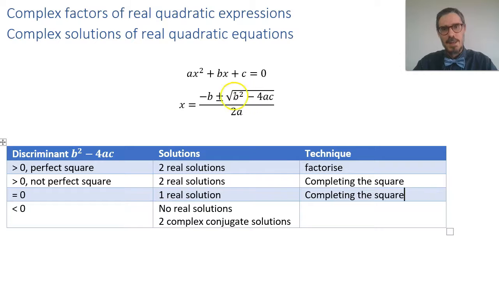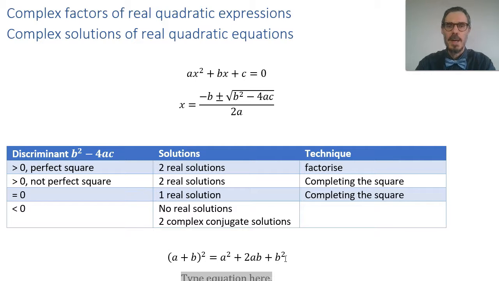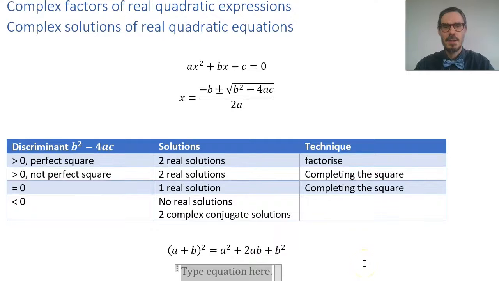Because this part is 0, so you're just going to end up with negative b on 2a as your two solutions if you're solving. If you're factorising, it should be pretty easy to work out what to do, because it should match this formula. A plus b squared equals a squared plus 2ab plus b squared. Or you might have a minus b all squared, which is a squared minus 2ab plus b squared. It's always plus the b squared. Now that's important when you come to actually doing the factorising. It's always plus b squared.